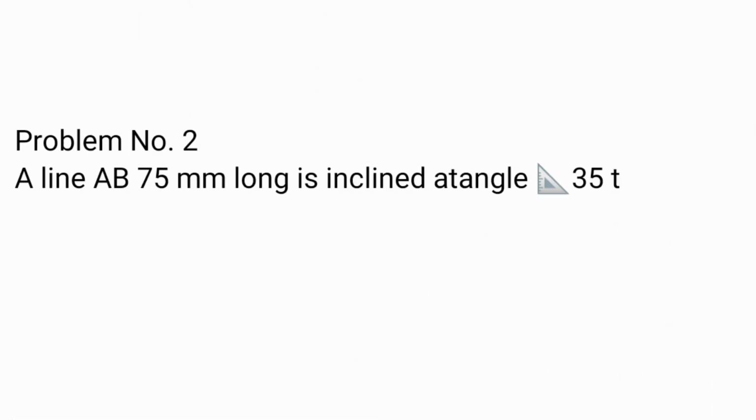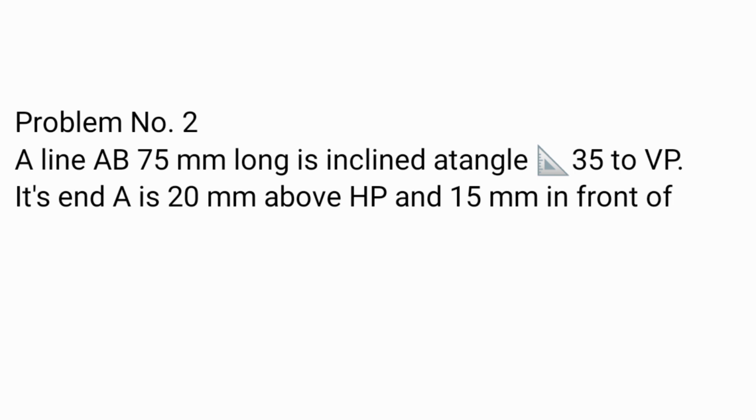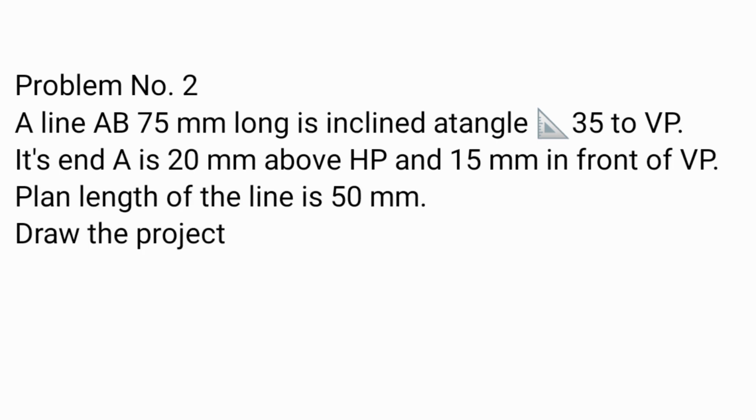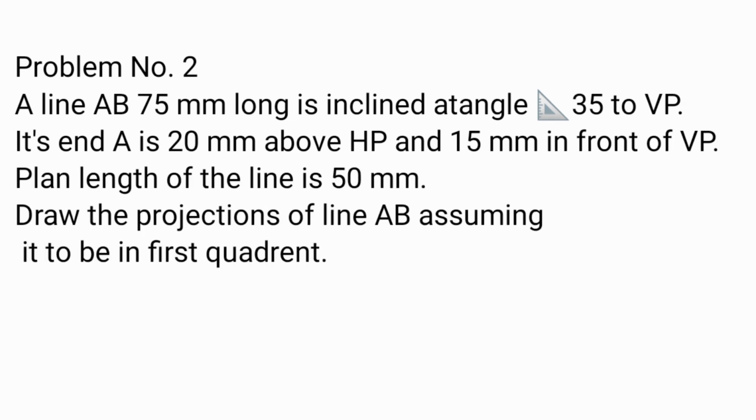Now consider problem number 2. A line AB 75 millimeter long is inclined at 35 degrees to VP. Its end A is 20 millimeter above HP and 15 millimeter in front of VP. Plan length of the line is 50 millimeter. Draw the projections of the line assuming it to be in the first quadrant.